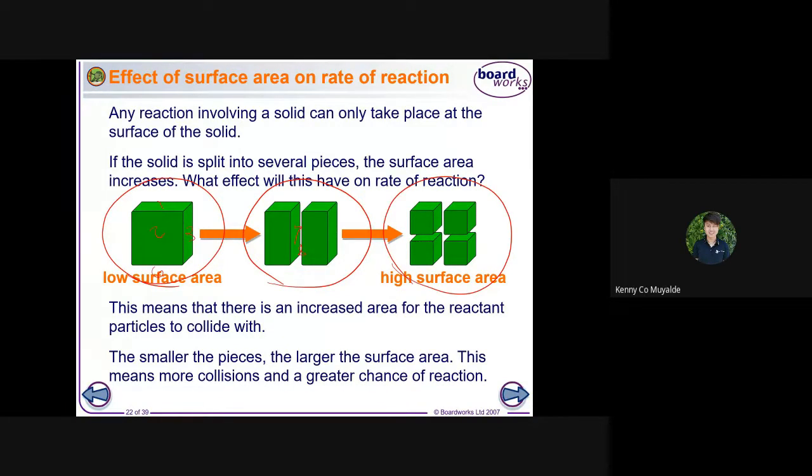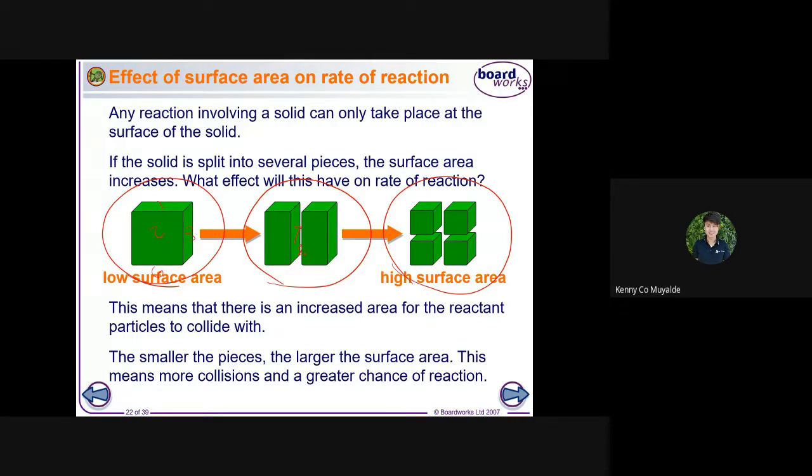If the solid is split into several pieces, the surface area increases. Ano ngayon kapag mataas ang surface area? Mas marami yung spaces na pwedeng magkaroon ng particle collision. The smaller the pieces, the larger the surface area. The larger the surface area, the greater the collision, the higher the chance of reaction.